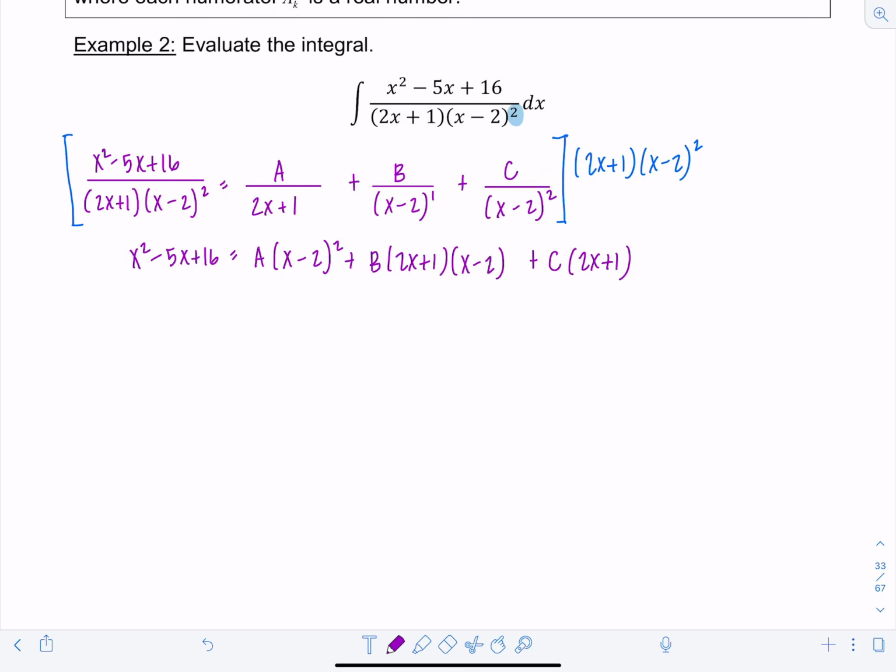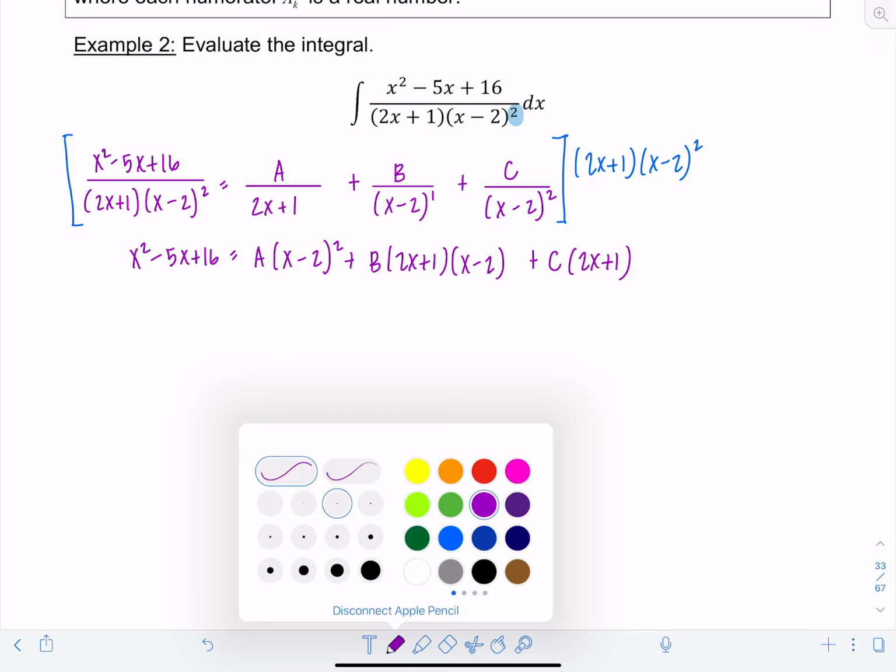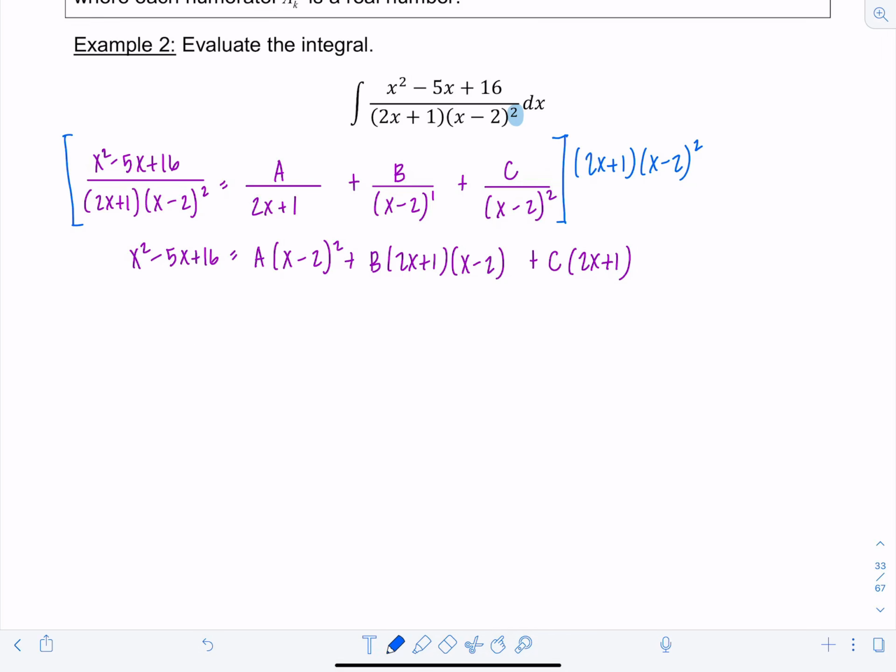Now I'm going to show you the other technique that we can use to solve for, in this case, a, b, and c. And the idea is you're going to let x equal some value that's going to cancel out a bunch of terms. The first one that I'm going to choose is I'm going to let x equal 2. Why did I pick that? Because that's a 0 of this factor here, and things are going to work out really nicely. So I'm going to substitute 2 in for x everywhere in this equation.